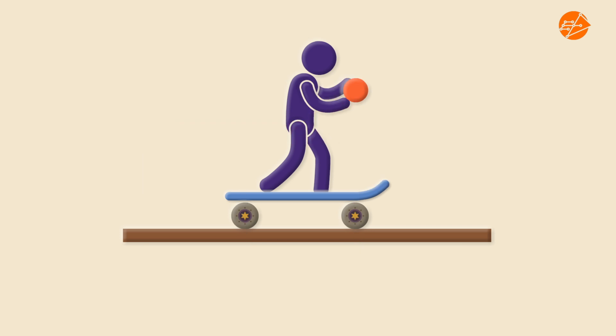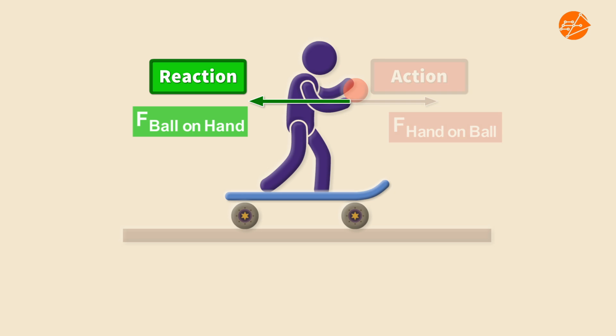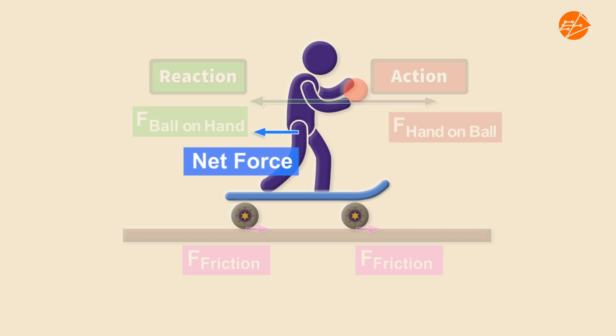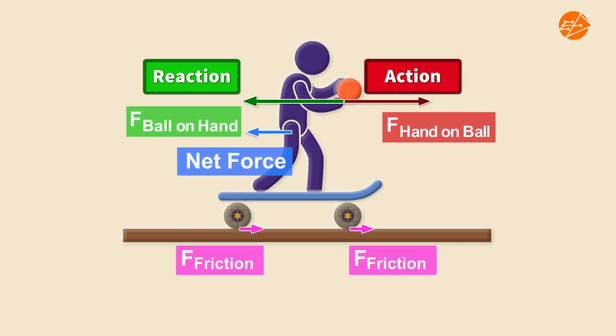When Mr. Yap is throwing the ball forward, up to the point before the ball leaves his hands, he introduces another pair of contact forces. His hands are exerting a force on the ball. The ball pushes back on his hands with an equal force in the opposite direction. At the same time, frictional forces are also acting on the wheels. Mr. Yap and the skateboard will experience a net force to the left and hence an acceleration to the left. This happens when he is throwing the ball forward up to the point before the ball leaves his hand.